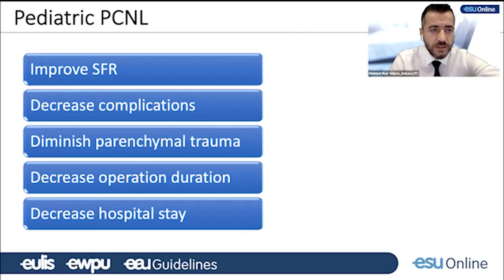Therefore, it's obvious that we need to improve the outcomes of percutaneous nephrolithotomy in pediatric patients, because if you are drilling a hole in the kidney of a child, then we need to have more favorable outcomes. And in order to do that, we have to improve the stone-free rates while decreasing the complications and diminishing the amount of parenchymal trauma.